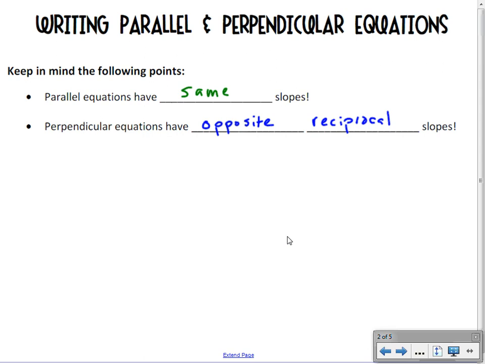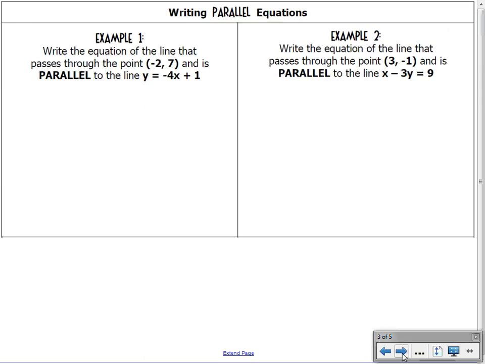So we're going to get a little more specific today, and instead of just determining if two lines are parallel or perpendicular, we're going to be writing equations given some specific information. So we're going to write some equations for parallel lines to start here.